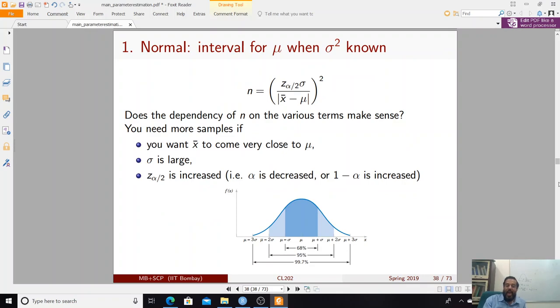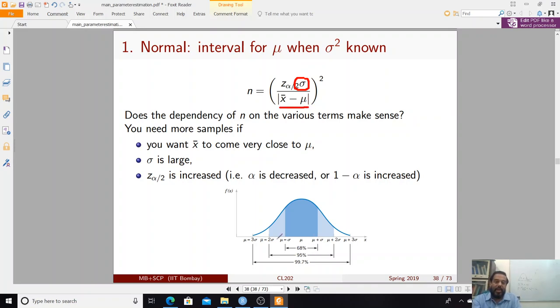Again, you will need more samples if the spread of that population, sigma, is large. So if x bar minus mu is fixed but sigma is large, then you will have to pay a penalty by choosing more number of samples. In the same way, if instead of a 95% confidence, you want 99% confidence, then also your number of samples will have to go up in order to provide you with the same range.